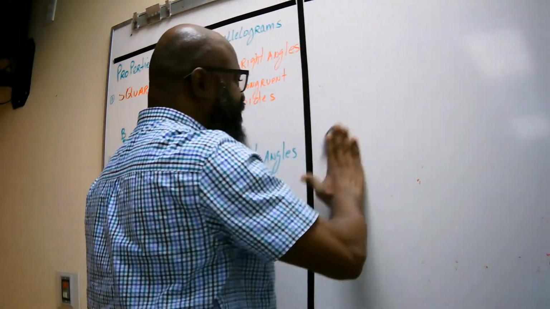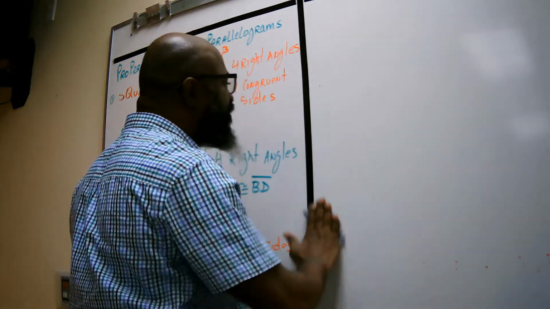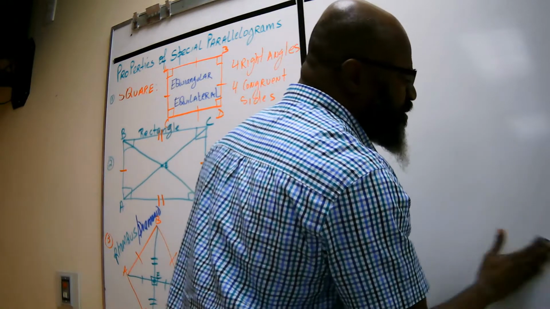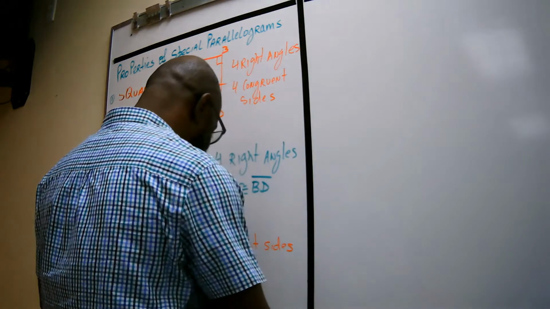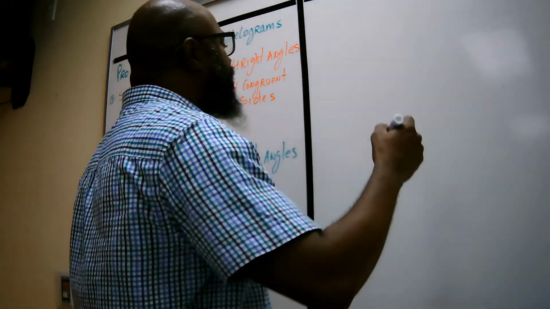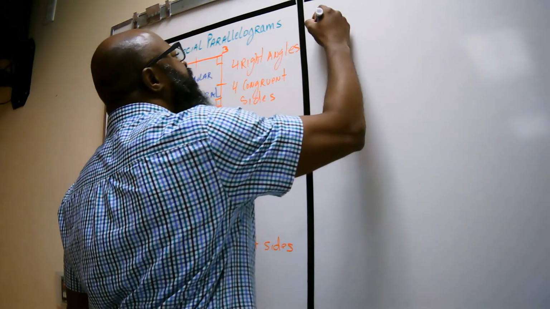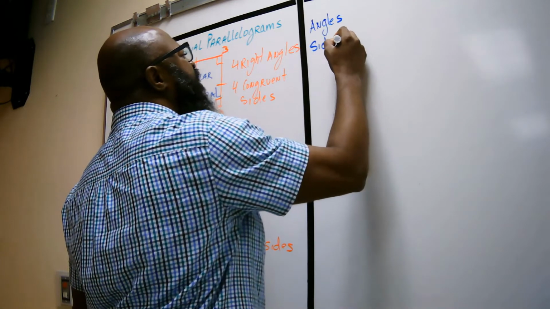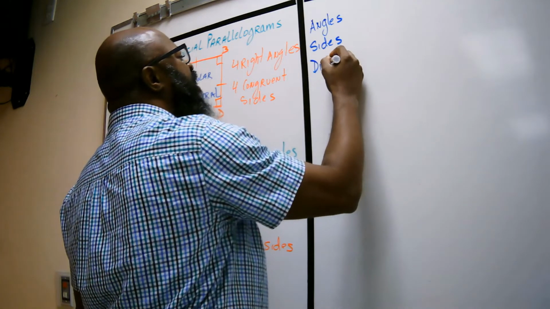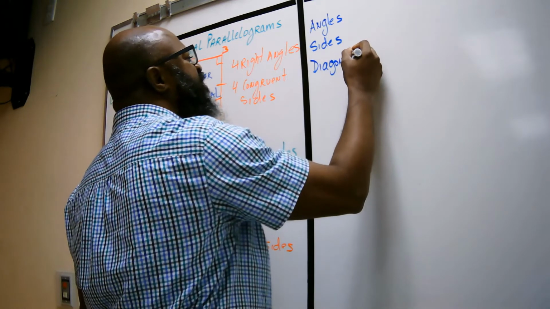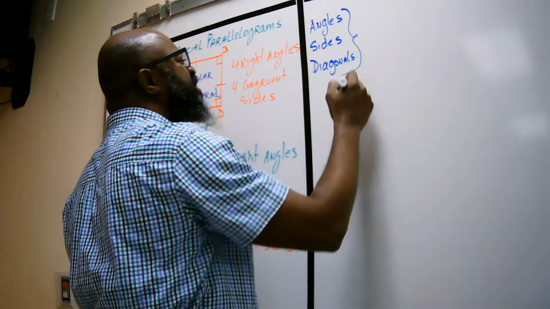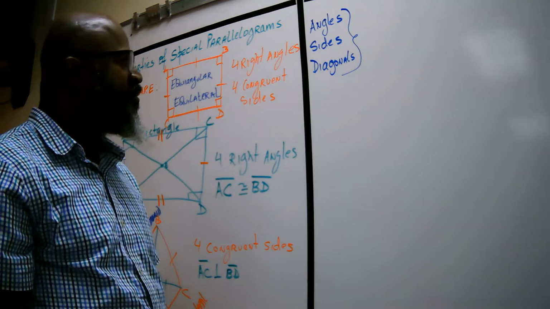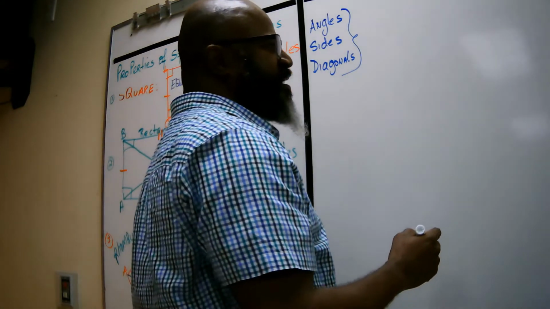Now there are three distinctions you have to make when you're dealing with properties of parallelograms. You have to make the distinction when you're dealing with angles. Angles are usually inside, interior. You have to know sides, which are outside, and diagonals, which connect non-consecutive vertices. You have to make the distinction between those three things. Those are the main properties that parallelograms deal with. So let's start and get busy.